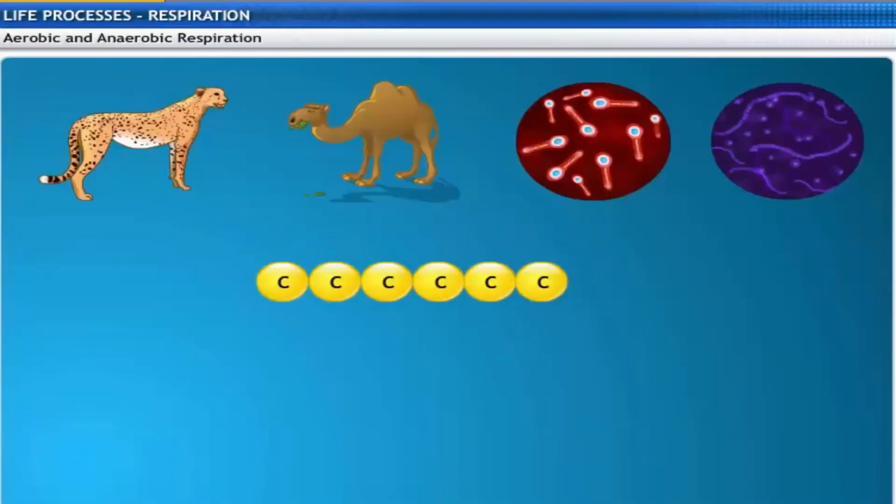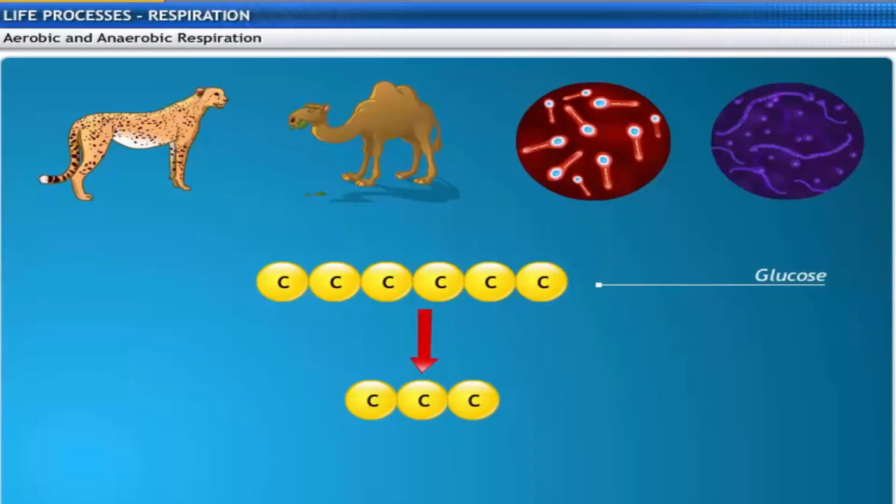In both aerobic and anaerobic organisms, when respiration takes place, a glucose molecule that contains 6 carbon atoms is broken down into a molecule that contains 3 carbon atoms. This new molecule is called a pyruvate.